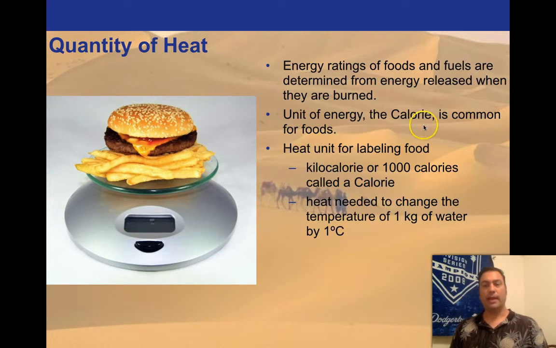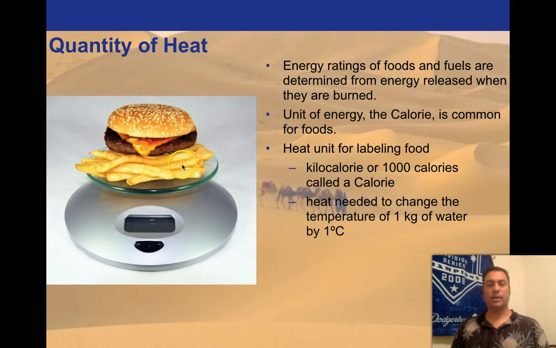Units of energy, the calorie is common for foods. So the heat unit for labeling food, a kilocalorie is 1,000 calories, and it's called a calorie with a capital C. So a kilocalorie is the same thing as a capital C calorie. And this is what you see in your food. The heat needed to change the temperature of 1 kilogram of water by 1 degree Celsius. So instead of a gram, which is a small calorie, it's a kilogram, and that is the large calorie here.